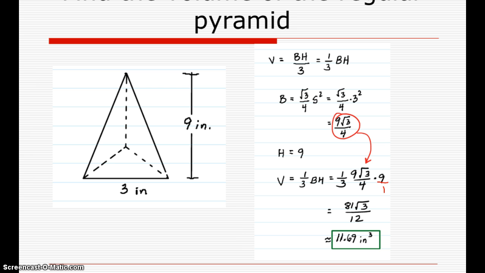Now, on your quiz and test, I'm going to ask you to round to the 10th. So that would be 11.7. We don't do any rounding until the very end. And of course, our units are going to be inches cubed.